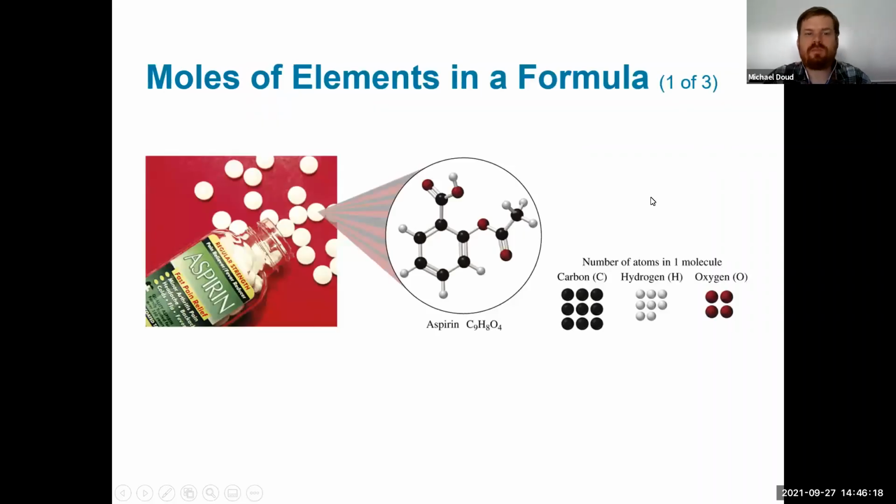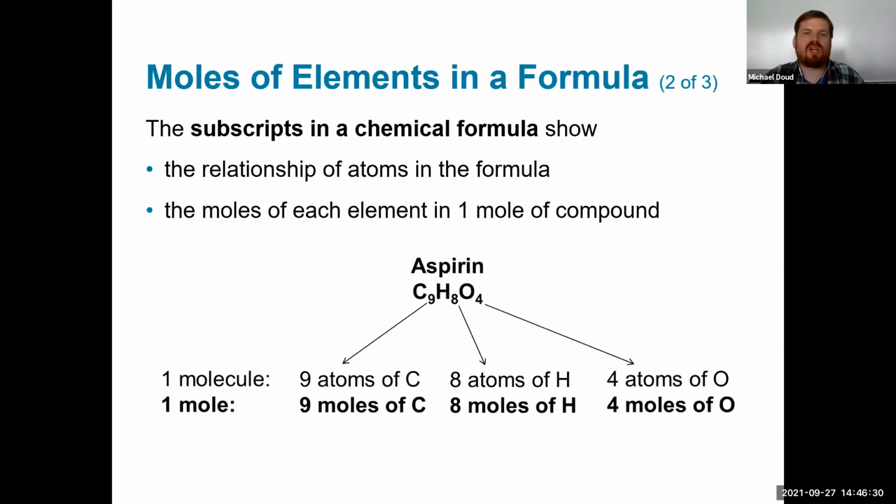Okay, so that's for just straight elements, and that's pretty straightforward. Now we're going to think about the relationships that are given to us by a chemical formula. So we spent a lot of time in the last chapter discussing chemical formula so that we understand what this means. Now, then we talked about it in terms of a molecule. Aspirin, for example, has a molecular formula C9H8O4. For one molecule, that means that we have 9 atoms of carbon, 8 atoms of hydrogen, and 4 atoms of oxygen.